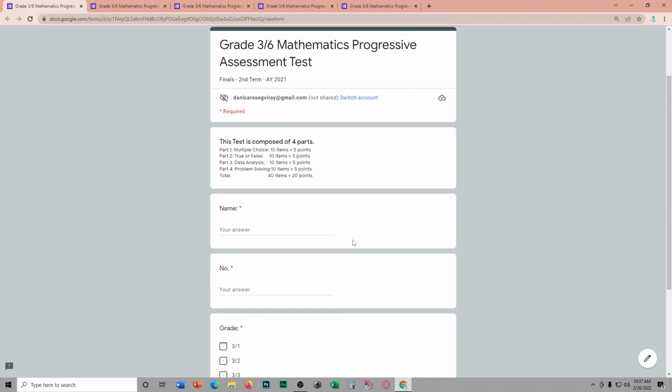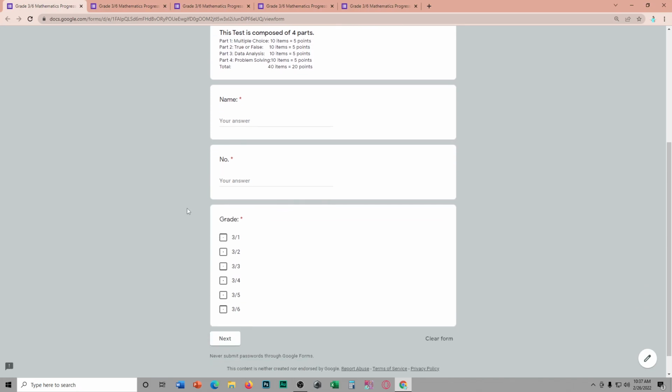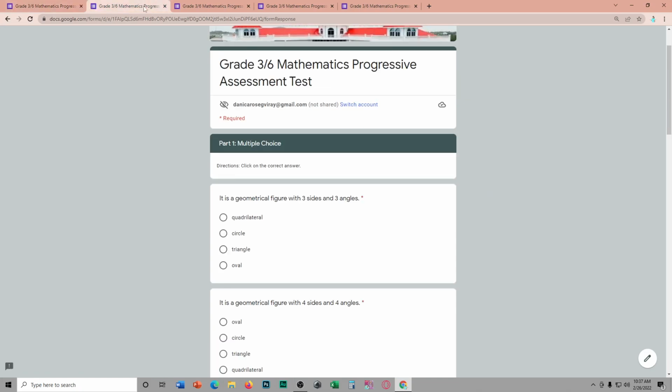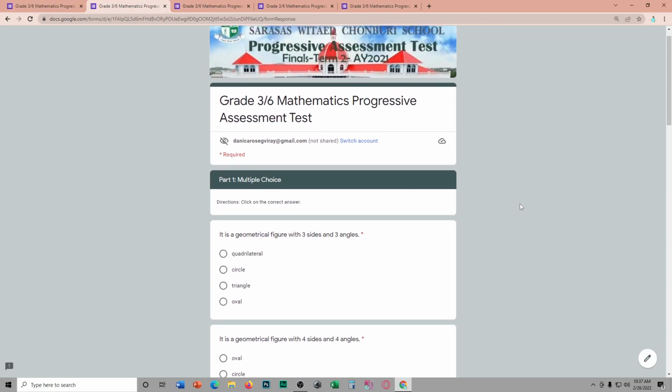To start, please type in your name, number, and click on your class. Then, click Next. And you will see part 1, which is multiple choice. For multiple choice, you have to click on the correct answer. Number 1, it is a geometrical figure with 3 sides and 3 angles. Quadrilateral, circle, triangle, oval.